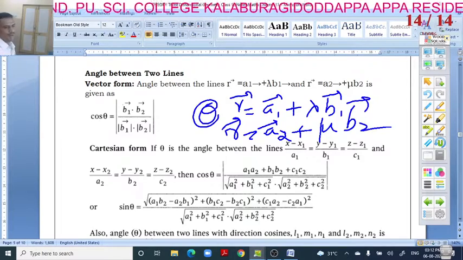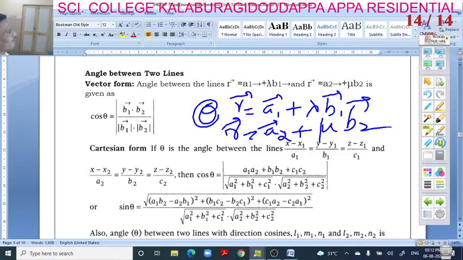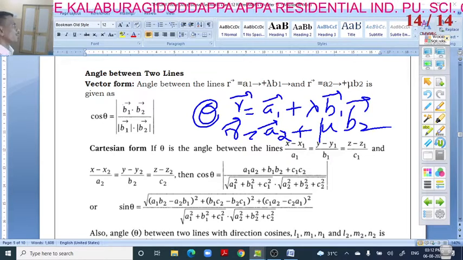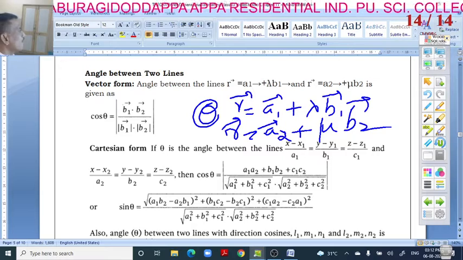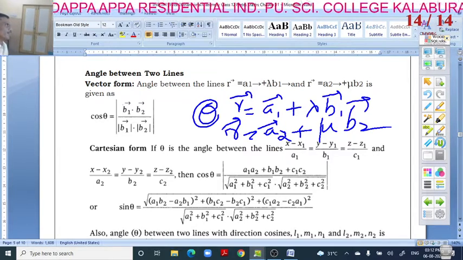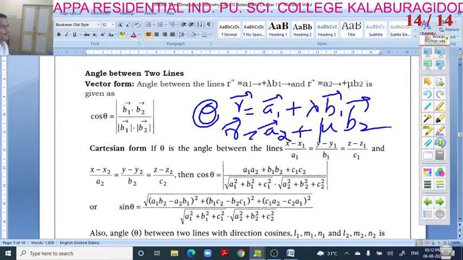The formula for this is cos theta is equal to vector B1 dot vector B2 divided by the magnitude of B1 into the magnitude of B2. So this is the vector form.